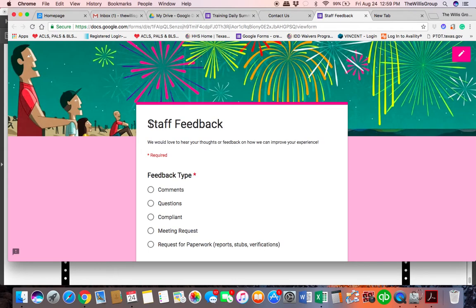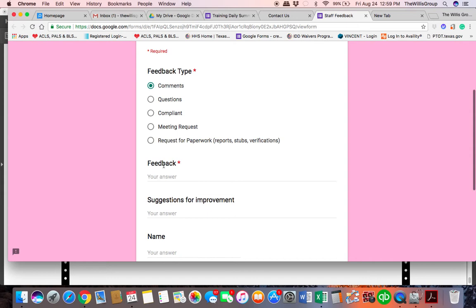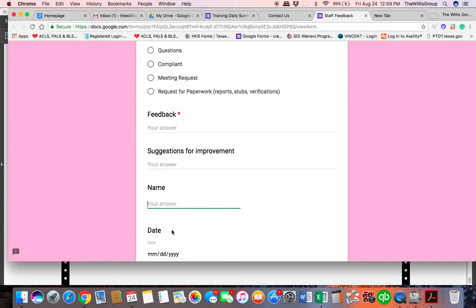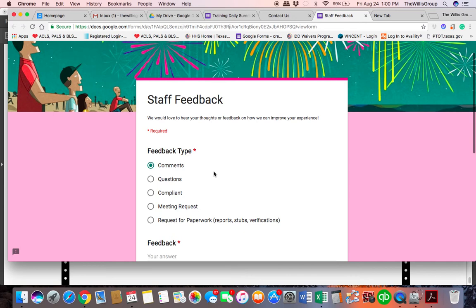On our staff feedback form, we would love to hear your thoughts or feedback on how we can improve your experience. You can leave comments as they pertain to the handbook. You can also have suggestions as well, your name and the date, and then simply submit this form. So we do welcome feedback. There also will be a link in the email that is shared with you, so that you can provide to us what the statement is that you heard during this training.